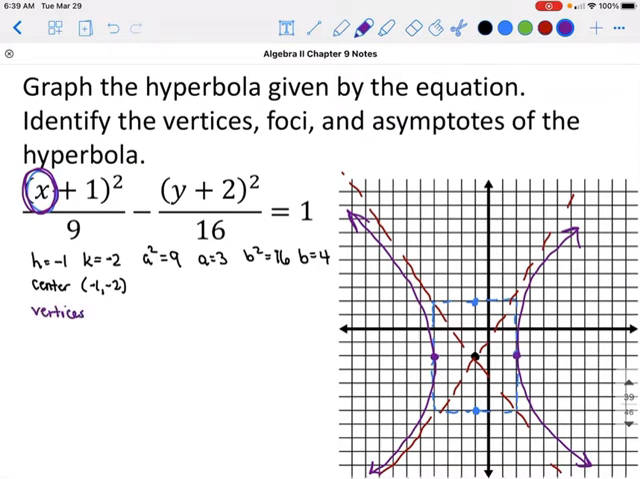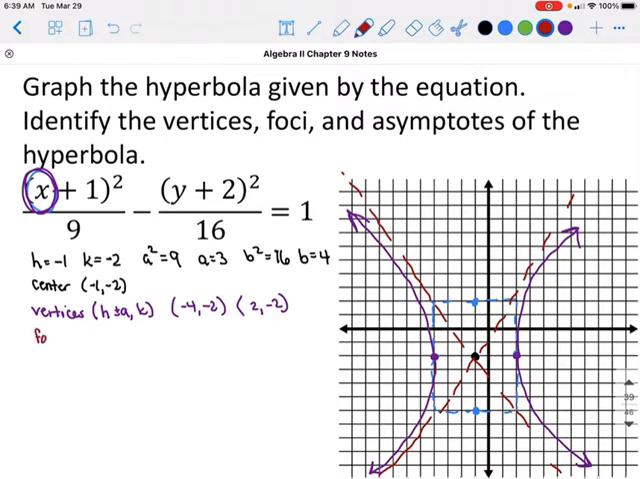Our vertices, because this opens horizontally, will be h plus or minus a and k. So if I have h, which is -1, I subtract a, so -1 minus 3 gives me -4, k stays the same. Then we're going to do h plus a, so -1 plus 3 gives me 2, and -2. And if we look at our graph, this is at -4, -2, and this point is at 2, -2.